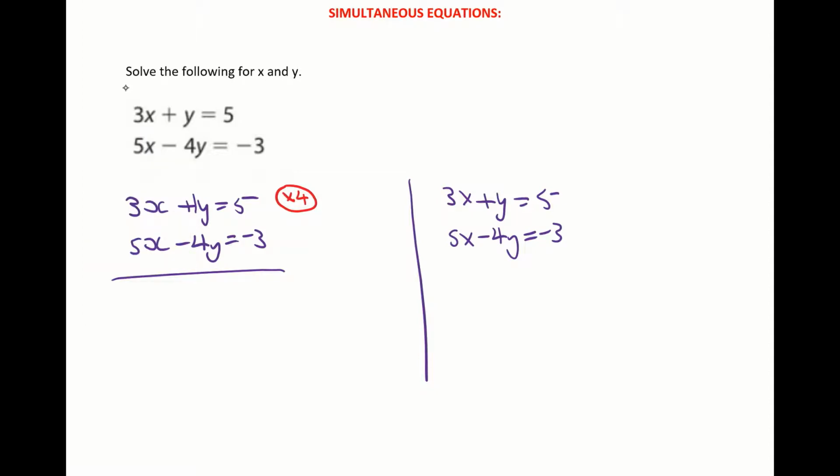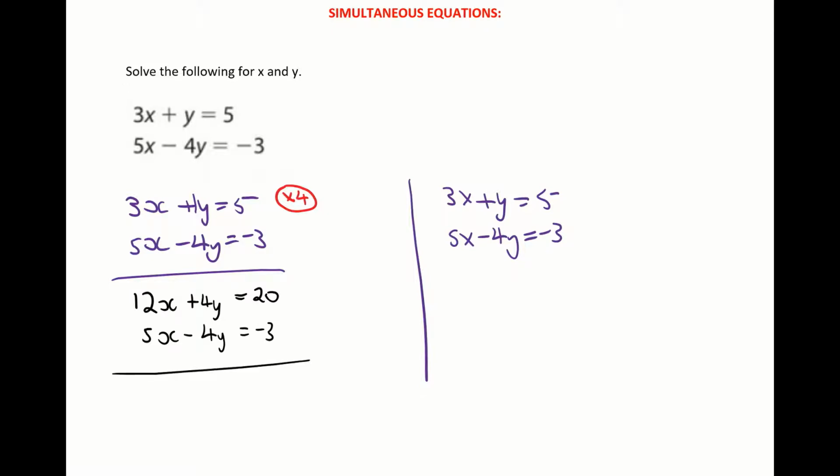So 4 multiplied by the 3x gives me 12x. 4 multiplied by 1y gives me 4y. 4 multiplied by 5 gives me 20. My second equation is fine because it's already 4y, so I don't need to do anything to that.